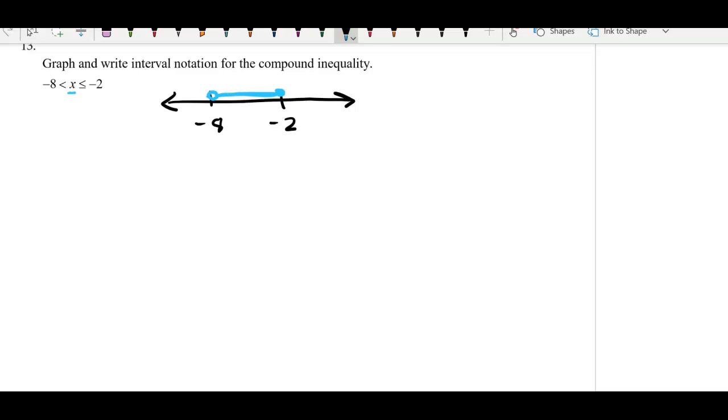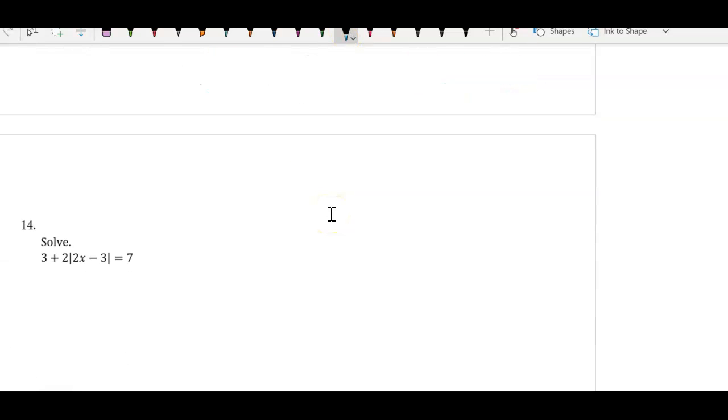Then how do I write that in interval notation? Is it parenthesis -8 comma -2, then that one is the bracket, not the parenthesis. Exactly, right? Since it's a closed circle, had that equal to part, has to be that closed bracket. Okay, and that would be your answer. So it wasn't too painful, huh?